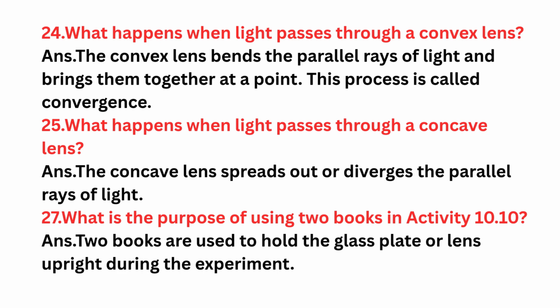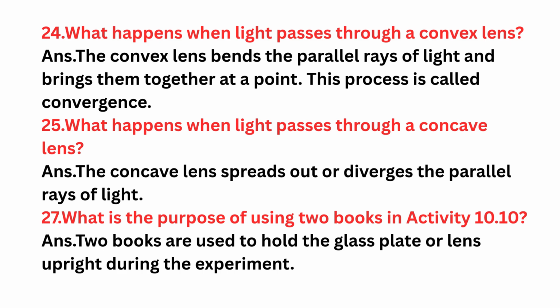Question number 24. What happens when light passes through a convex lens? Answer. The convex lens bends the parallel rays of light and brings them together at a point. This process is called convergence. Question number 25. What happens when light passes through a concave lens? Answer. The concave lens spreads out or diverges the parallel rays of light.